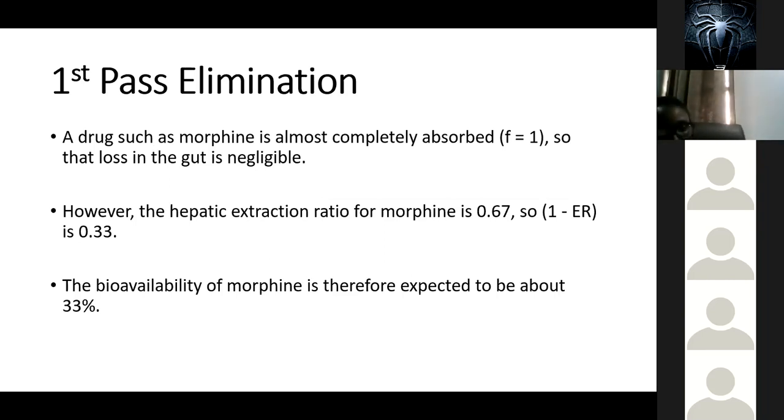So let me give an example. A drug such as morphine is completely absorbed, and so the loss in the gut is negligible. However, when it gets to the liver, the liver extracts some of the morphine. So the hepatic extraction ratio for morphine is about 0.67. And so the bioavailability is 1 minus this fraction. And that makes the bioavailability of morphine about 33%. Okay.